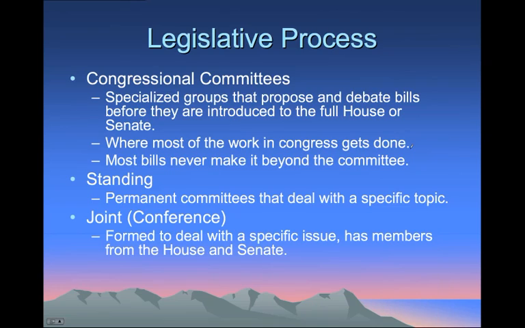Now, there's also what's called the Budget Committee, and that's another standing committee, and they deal with establishing and setting the money that the government is going to spend each year. And there are other committees.